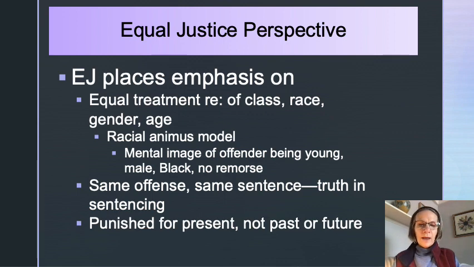Finally, the punishment should be based on the present crime. It shouldn't be based on what you've done in the past, and it shouldn't be based on what you're going to do in the future. From that perspective, you're more likely to get equal treatment within the criminal justice system. Again, we can see some problems with this potentially. If you are a repeat offender, it seems reasonable to take that into consideration, because the probability of you offending again is higher since you seem to have a pattern of offense. But this is, in a nutshell, the equal justice perspective.